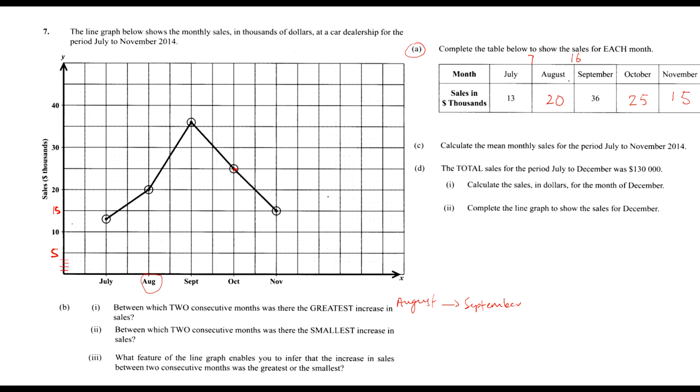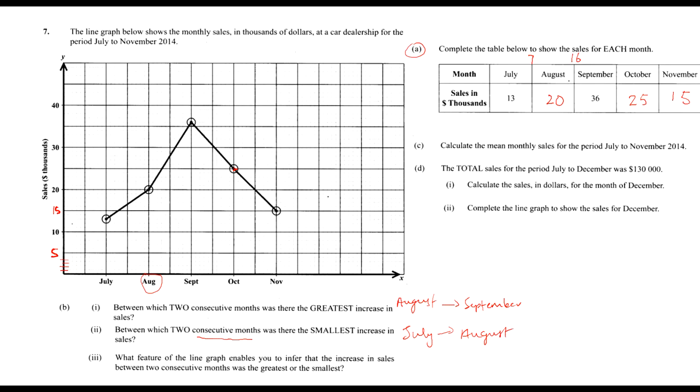Between which two consecutive months? Now when they say consecutive, they mean right after each other. So it's July, August, August, September, or September, October, or October, November. Consecutive means one after the next. Between which two consecutive months was there the smallest increase, right? So we're looking at increases only. So between July and August, we have an increase of 7, and between August and September is 16. So therefore the answer for part 2 is July to August.